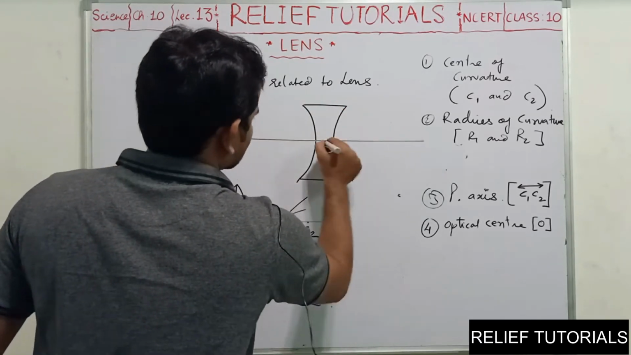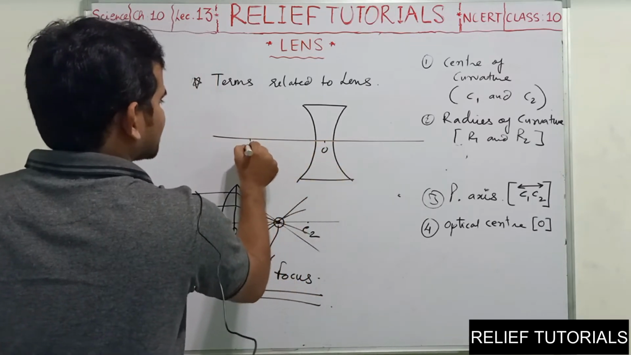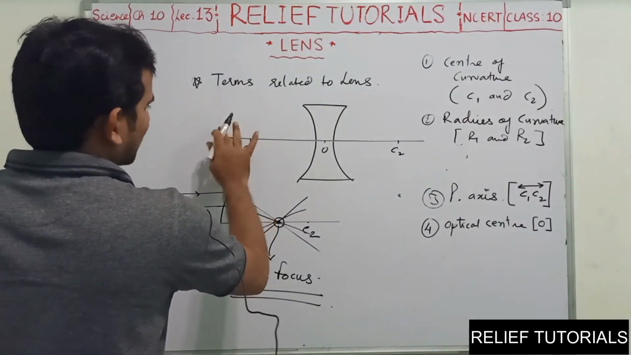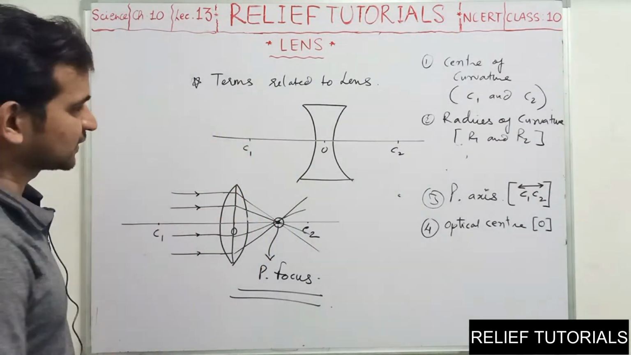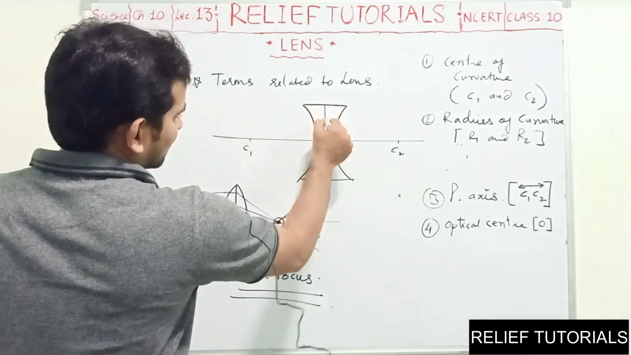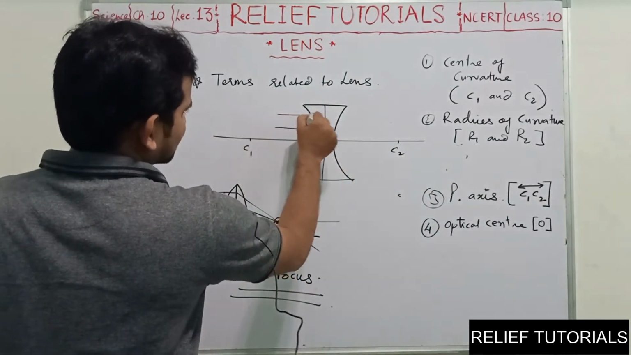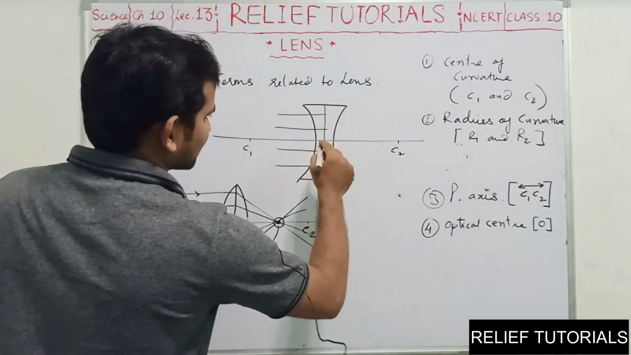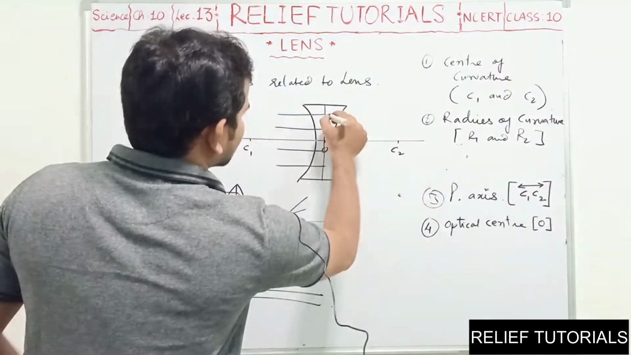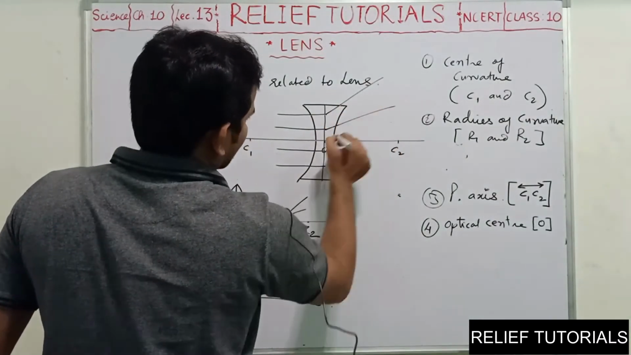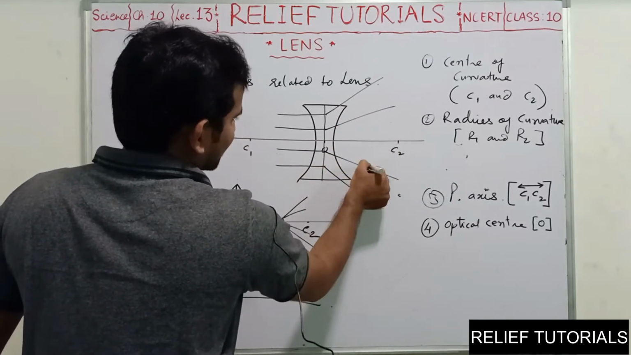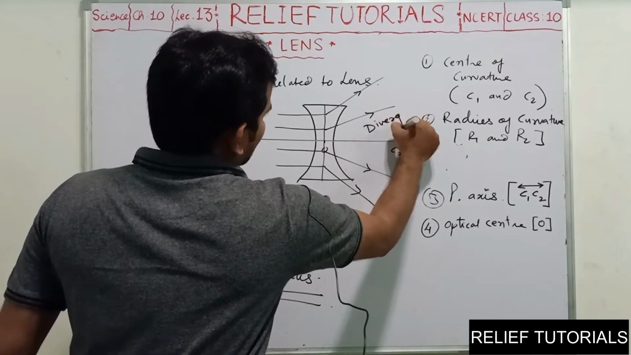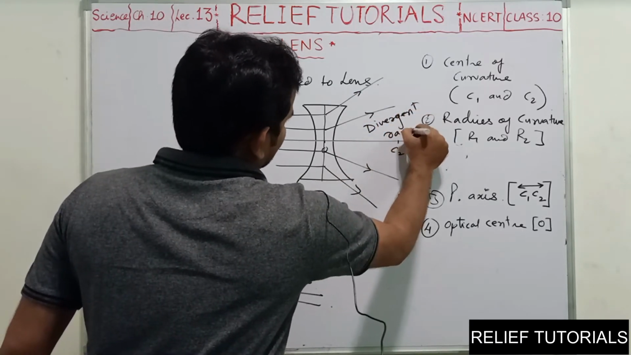Consider this is the principal axis, optical center, C1 and C2. If you again consider the object is placed at infinite distance, the rays are coming parallel to the principal axis. But because this lens has the tendency to deviate the rays, they are going to travel like this. And we know that this kind of rays are called divergent rays.